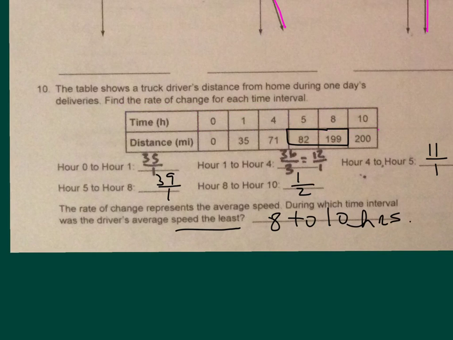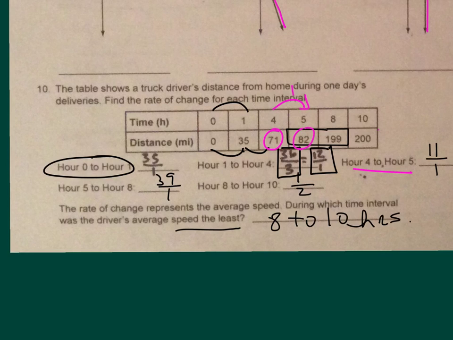All right, so now what I'm going to do is from 0 to 1, it was 35 miles an hour. So 35 miles an hour for 1 hour. Then 35 to 71 happened to be 36 over 3, which is this right here, which reduces down to 12 miles per hour over 1 hour. Then I'm going to look at 4 to 5, so that's an increase of 1, but from 71 to 82 is an increase of 11, so it's 11 over 1.